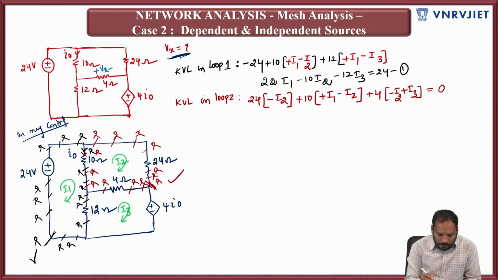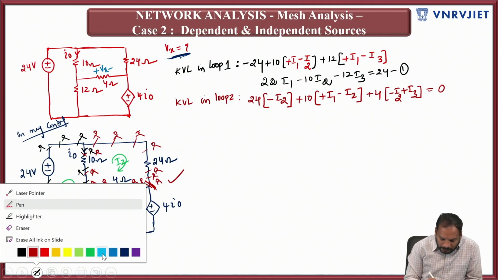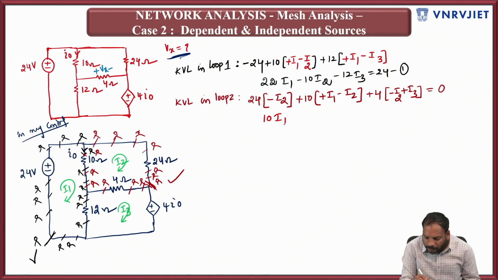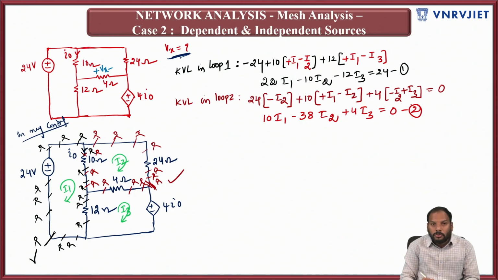So I have applied the KVL in this loop. Bringing all the terms together and rearranging, the I1 coefficients add together to 10 I1, and the I2 coefficients add together: there is minus 24 and there is minus 10, so minus 34, minus 4, minus 38 I2. Then finally I3, it is 4 I3, which is exactly equal to 0. This is equation 2. So I have applied KVL in loop 2 now.